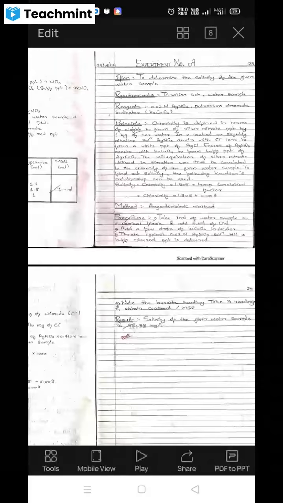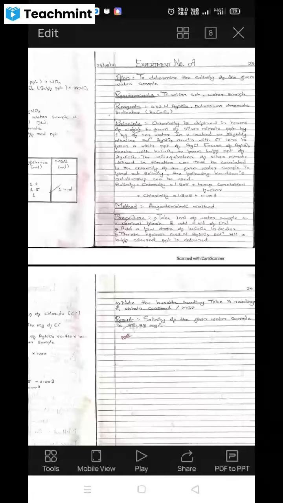So here, to find out the salinity, the following Knudsen's relation can be used. The relation says that salinity is equal to the chlorinity multiplied by 1.805 plus the temperature correction factor. The temperature correction factor is 0.003. The temperature of the environment also affects the contents of this water.